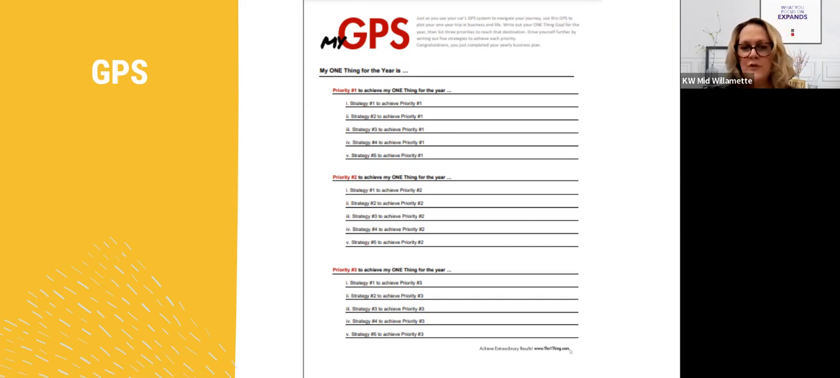Awesome. Okay, so GPS for me is macro. You can go in there and say, I want to do 36 units a year. I'm just using it as an example. Then my priorities around that: priority 1 would be 18 seller closings, priority 2 would be 18 buyer closings, and then your strategies underneath those. Something like that would turn into your GPS.